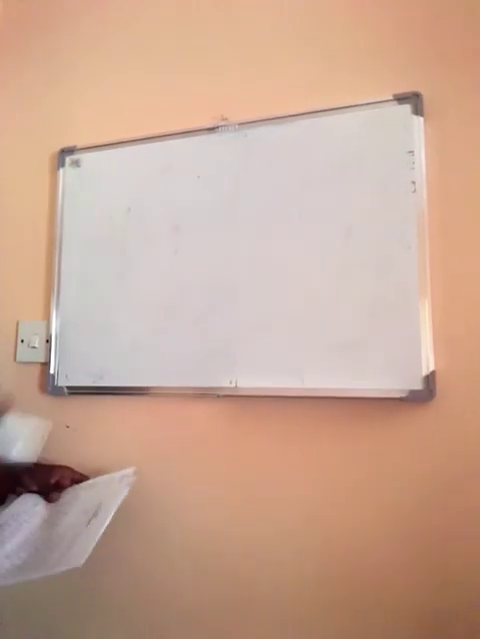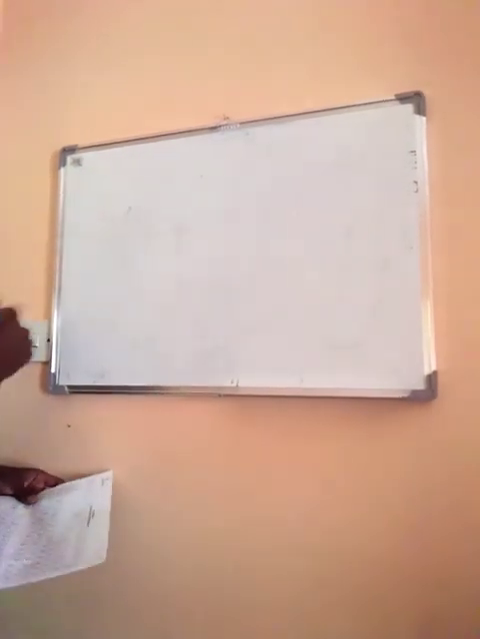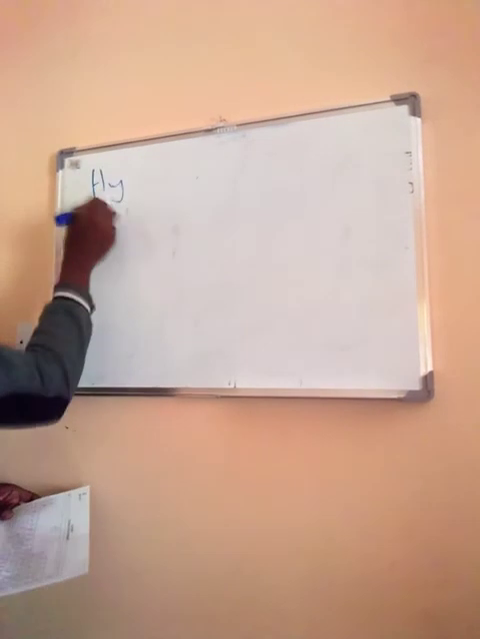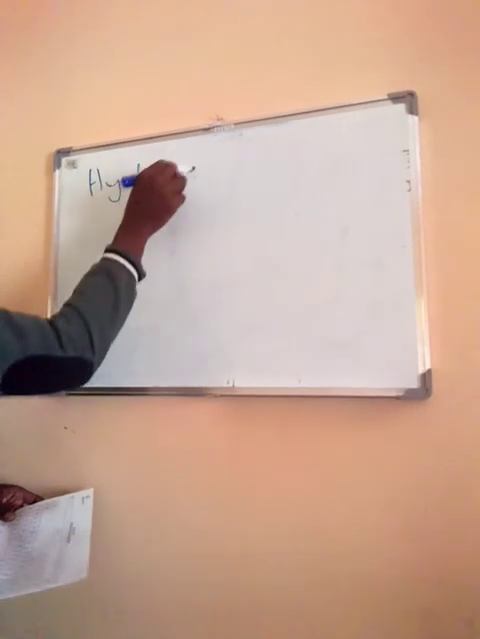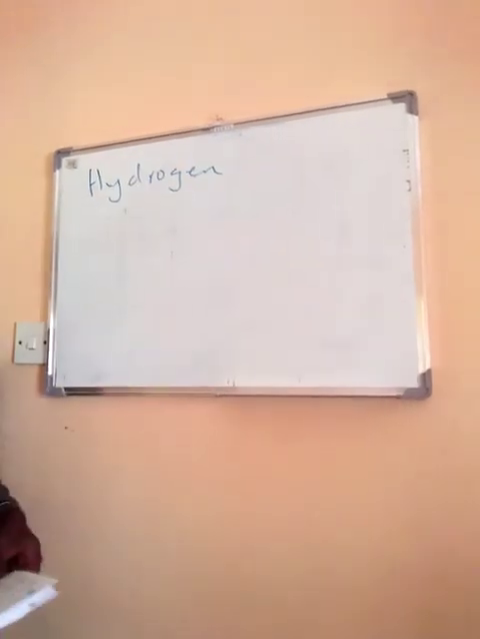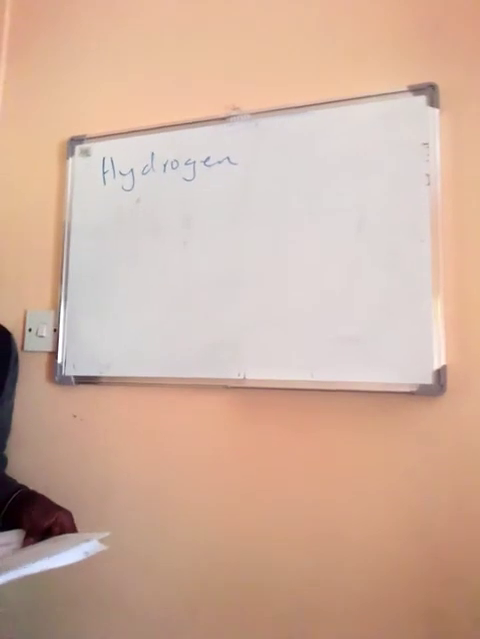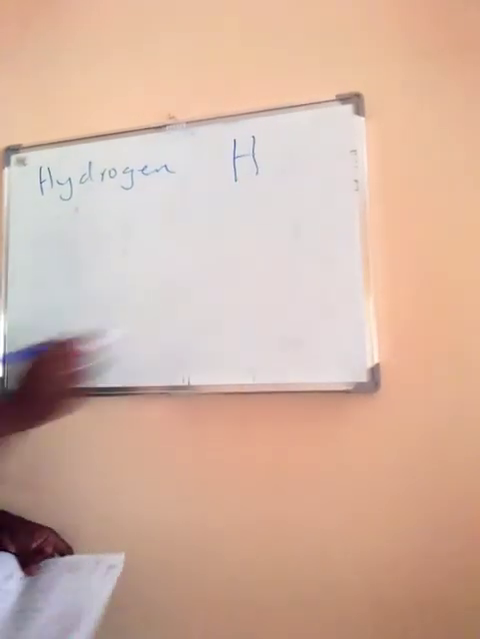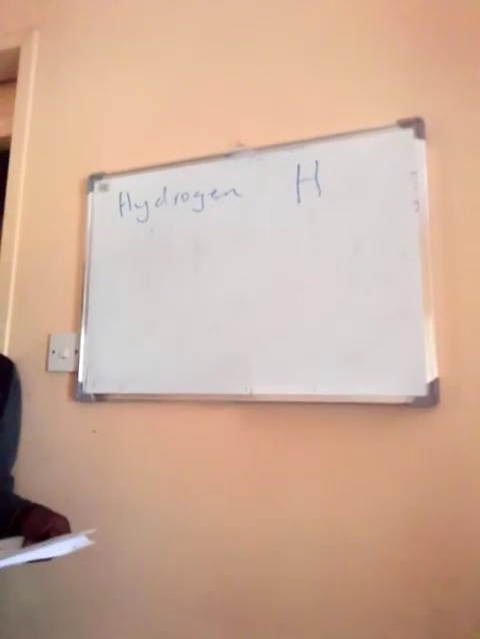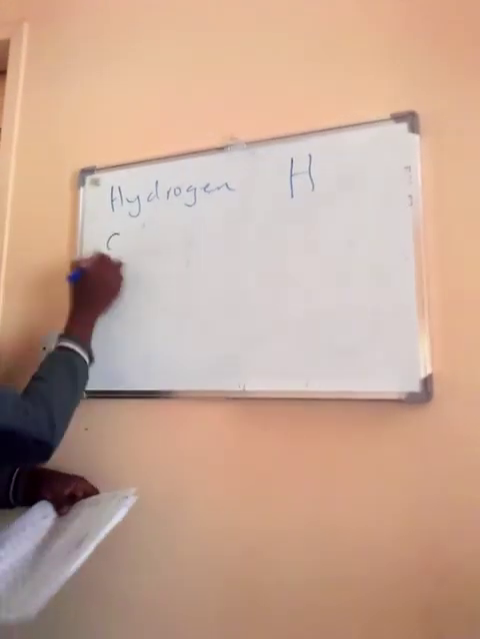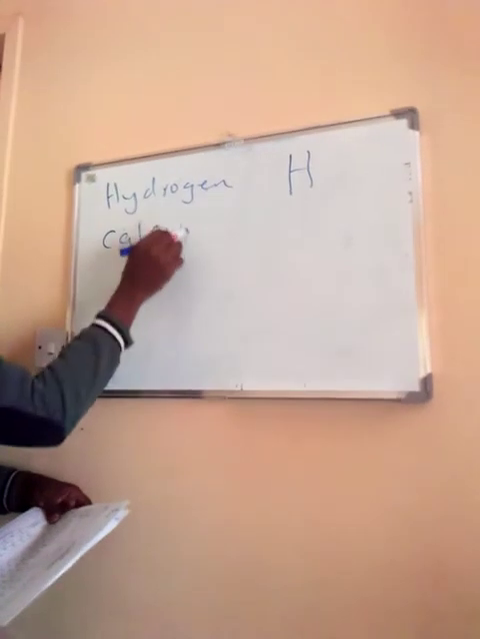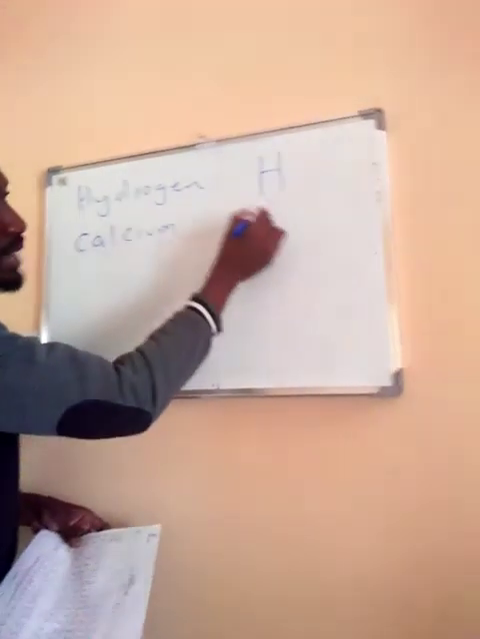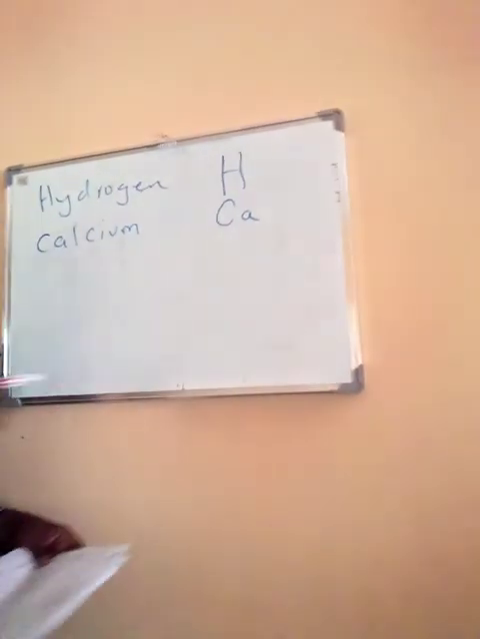I'm sure you observe that we don't usually write a word in full. For example, hydrogen is not always written like that. No, we use chemical symbols. So for example, hydrogen is represented by the capital letter H. Apart from that, we also have calcium. Calcium is represented by capital C and small a.